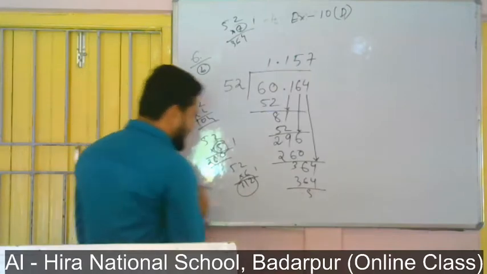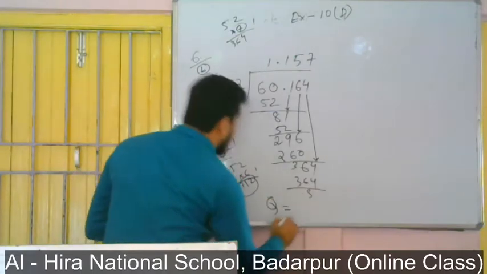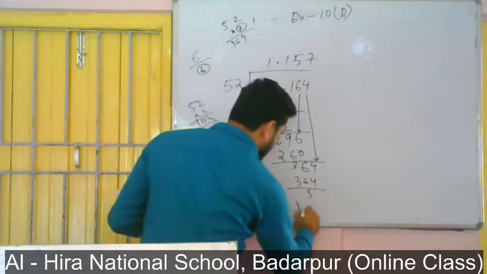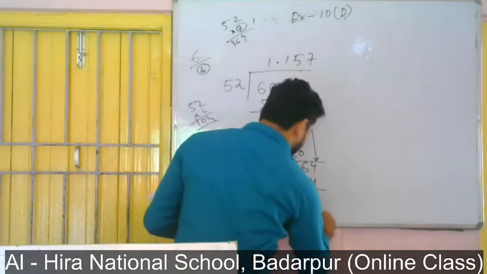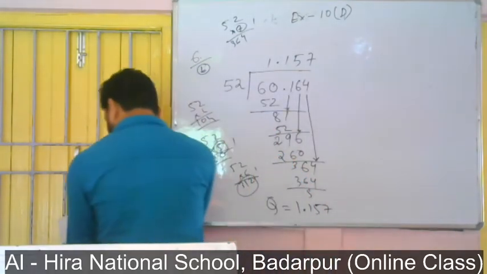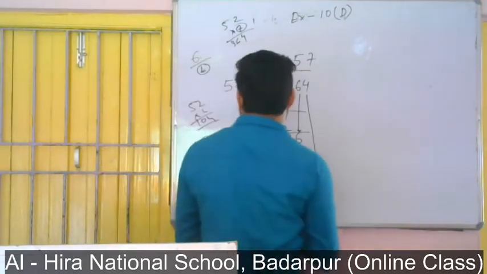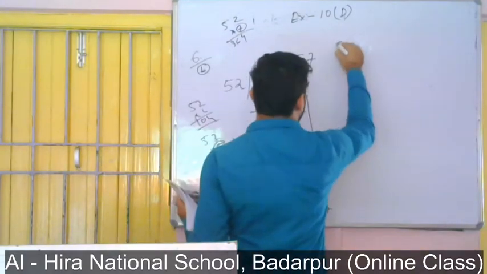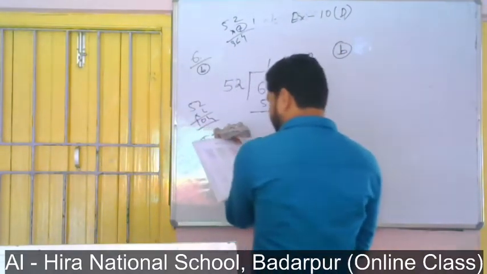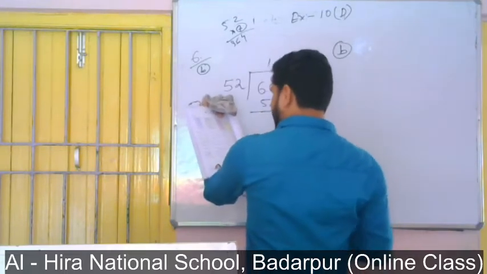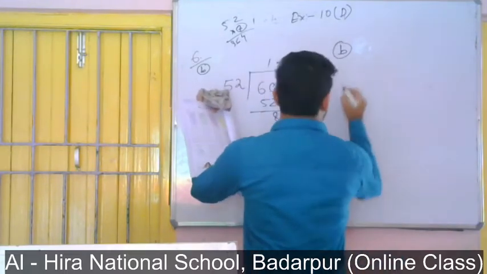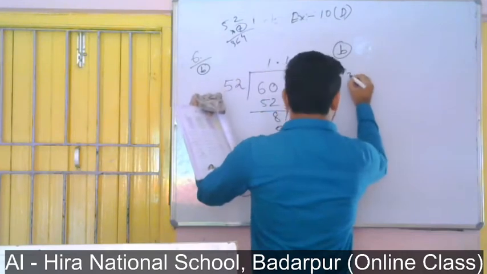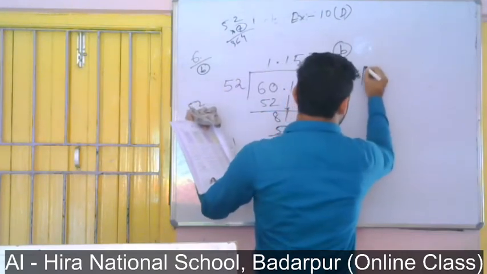So you can write quotient equals to what? Quotient 1.157. 1.157. So that is the answer. Now come to B. B you see 0.2, the divisor is 36 and the dividend is what?